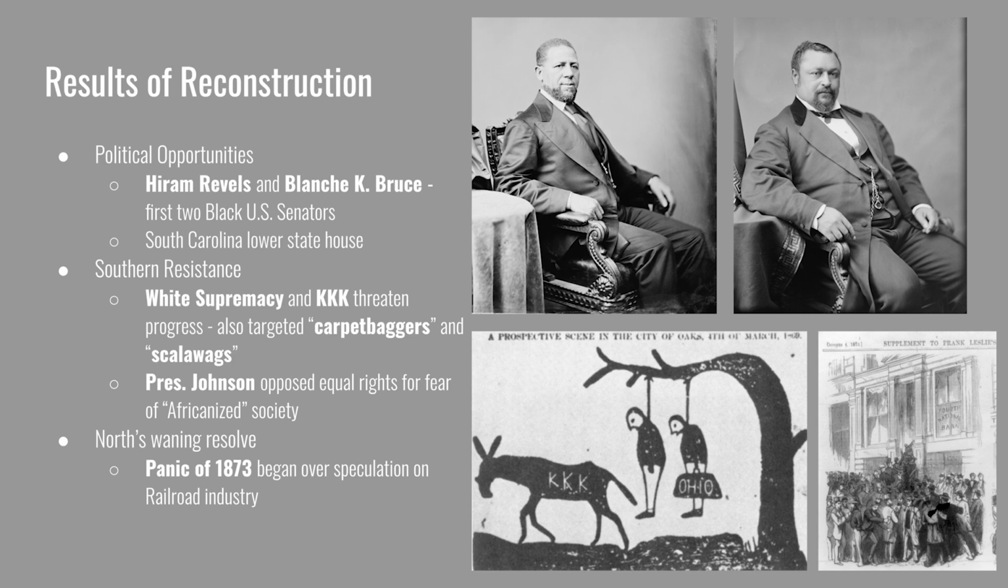Finally, the North's waning resolve leads to the end of Reconstruction. Eventually, the North is no longer able to put the same amount of pressure on the South to continue Reconstruction. In 1873, there is a financial panic that began over speculation in the railroad industry. There are runs on the banks across the North, and as the economic situation in the North worsens, there is much less support in continuing Reconstruction in the South. The next lecture will cover the event that formally ends Reconstruction, the election of 1876.